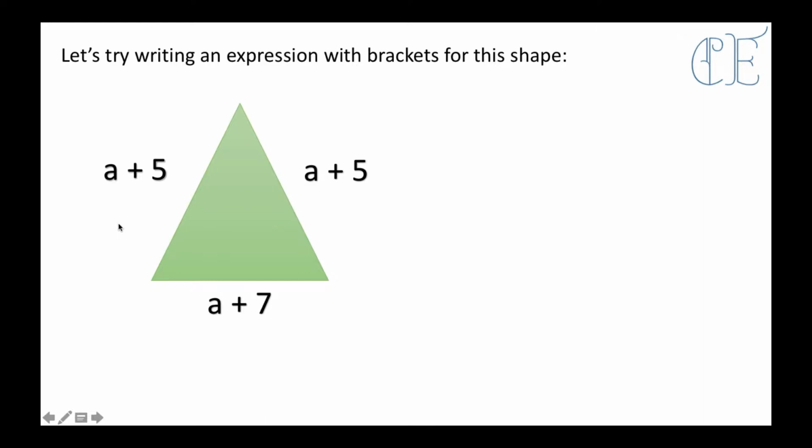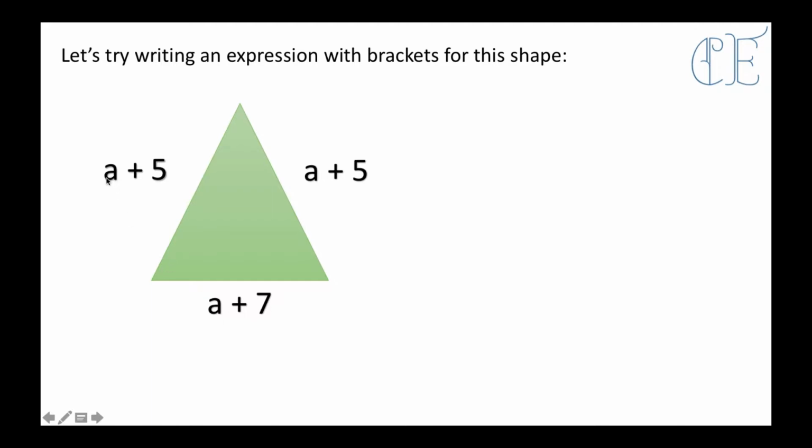Okay, let's try writing the expression with brackets for this shape. So, altogether we have this side measuring a plus 5, this side measuring a plus 5, and this side measuring a plus 7. Now, these letters just represent numbers that we don't know. So, a could be 4, for example, but we don't know that. If a was 4, then the length of this side would be 9. But we don't know it. That's why we write down the letters.